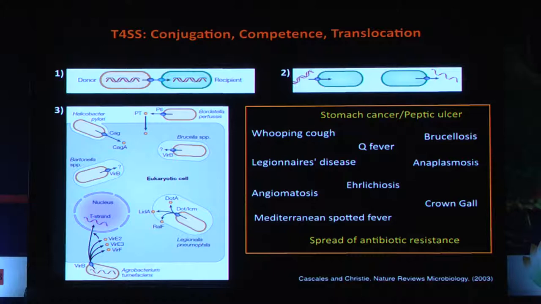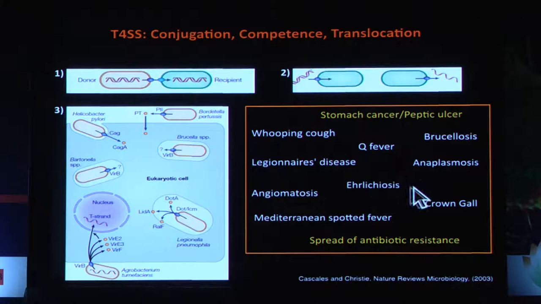I've highlighted two of them. One is stomach cancer, or gastric cancer, caused by Helicobacter pylori. Another one is very important, and you're hearing about it every now and then: antibiotic resistance in bacteria. One of the primary reasons for antibiotic resistance in bacteria is the type 4 secretion system. So in terms of function, they are classified into three different types.